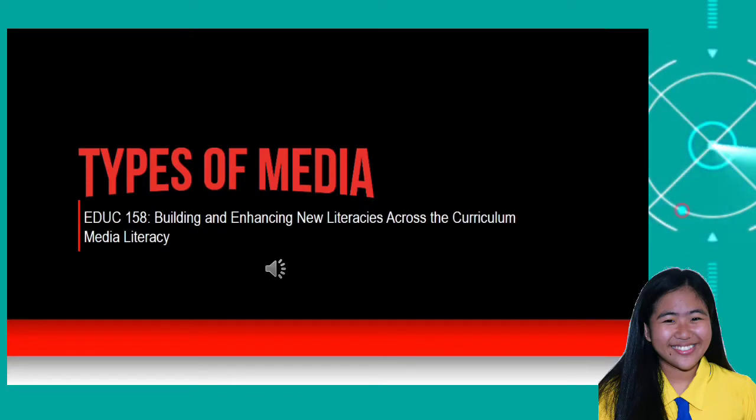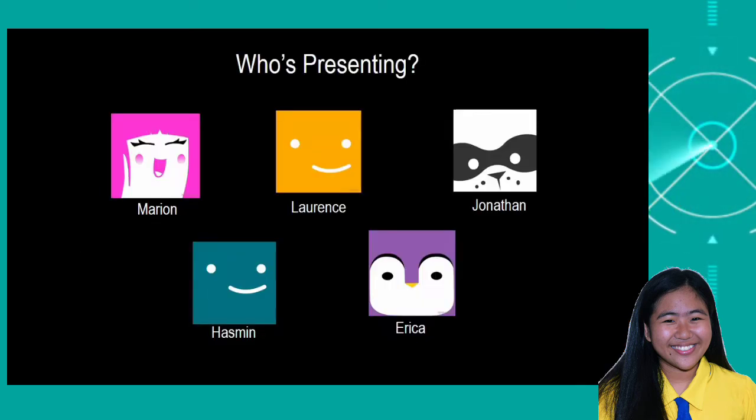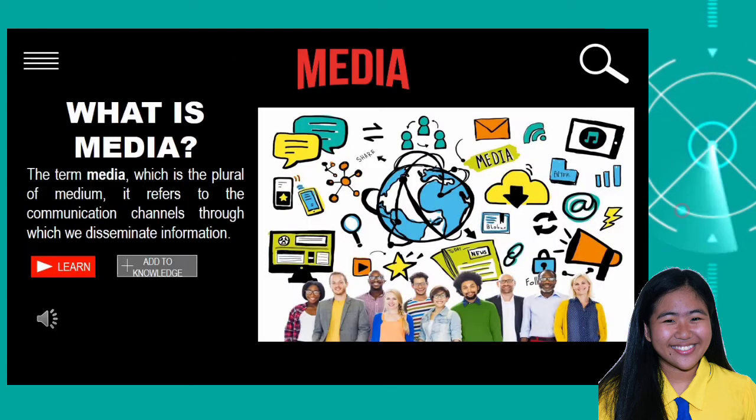In our everyday lives, we use different mediums to communicate and disseminate information. The type of medium we use depends on our purpose and goal in communicating. Before we get to know the different types of media, let us have a review. The term media, which is the plural form of medium, refers to the communication channels through which we disseminate information.